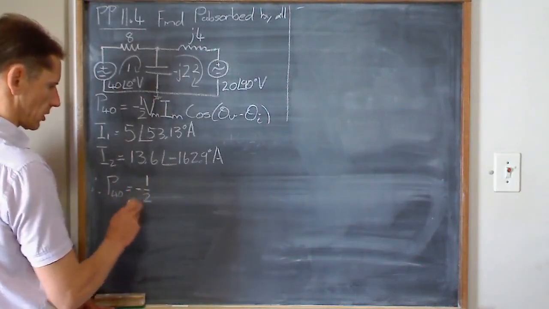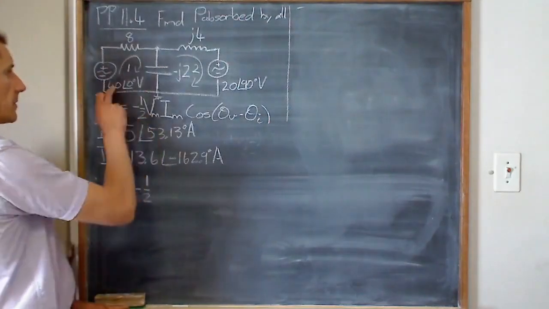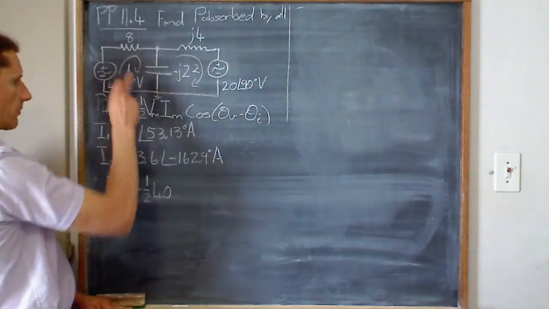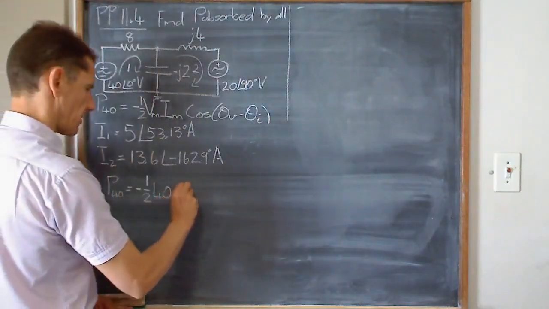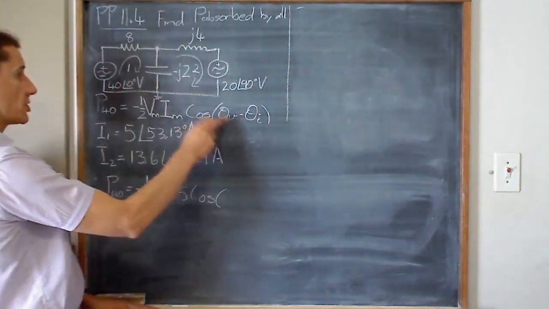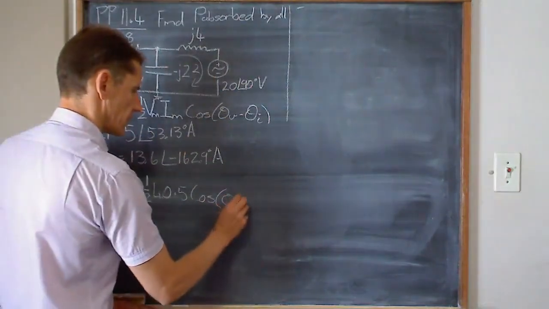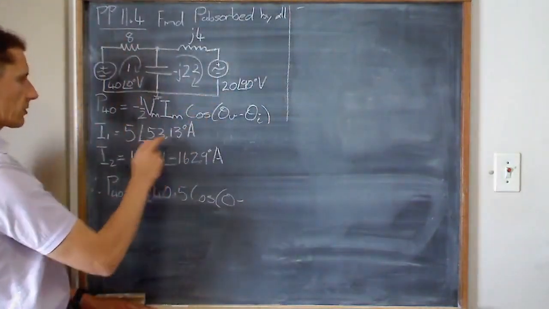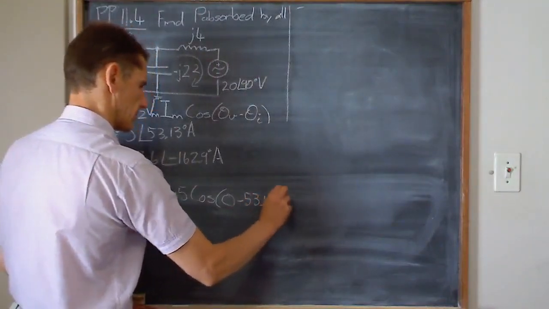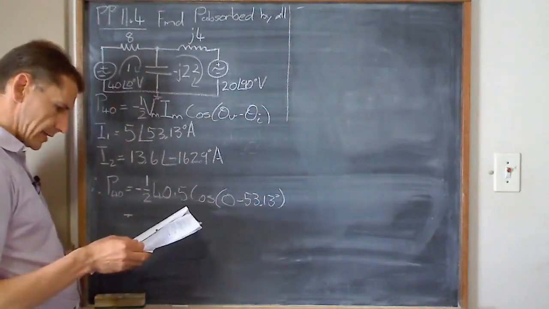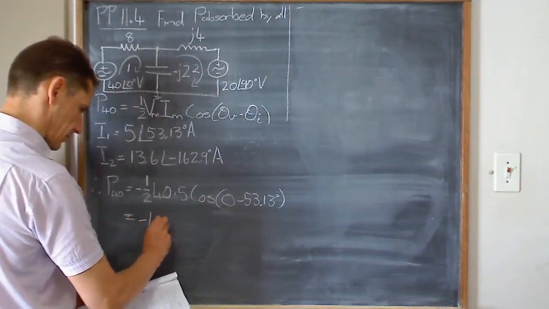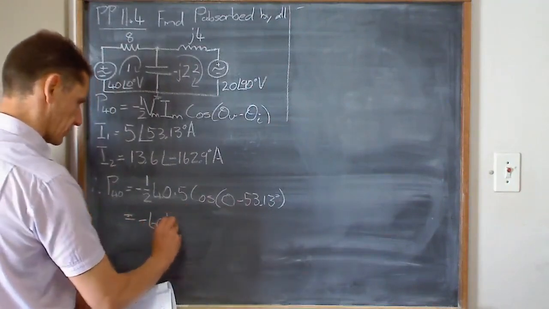Oh, now that minus is gone. Minus a half. What is VM? It's the 40. What is IM? It's I1 flowing through it, so it's times 5, and then cosine. What's the angle of the voltage? It's 0 degrees, 0 minus, and then the angle of the current is 53.13 degrees. Okay, so you punch that into your calculator, and you will get minus 60 watts.